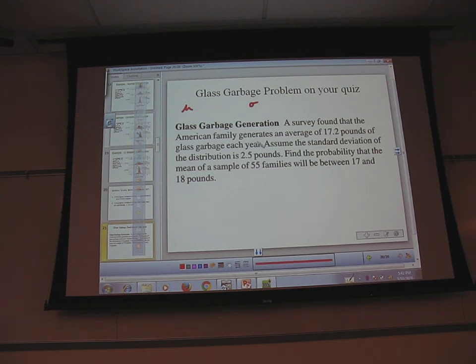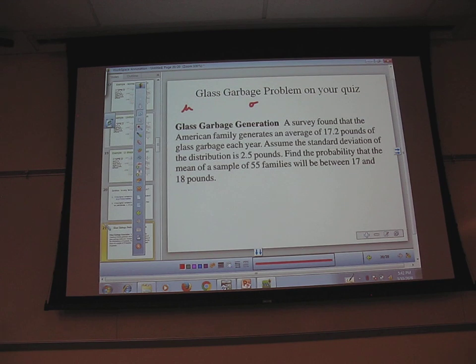So what are those? Let's get someone reading this one. Jacob, go ahead and read the problem for us. A survey found that the American family generates an average of 17.2 pounds of glass garbage. Assume the standard deviation of the distribution is 2.5. Find the probability that the mean of a sample of 55 families will be between 17 and 18.